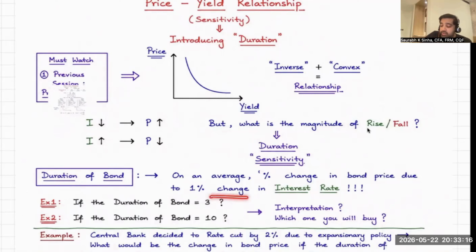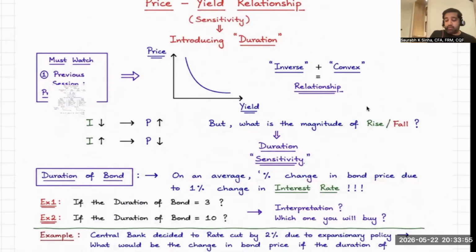If interest rate changes by 1%, then on an average, how much is the percentage change in the bond price? So what is the definition of duration of a bond? On an average, the percentage change in the bond price, not absolute, percentage change in the bond price due to a 1% change in interest rate, which simply means that we have to calculate the magnitude of the sensitivity of the bond price with respect to interest rate.